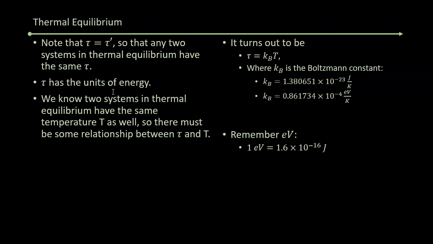That is the Boltzmann constant. And so we have our Boltzmann constant in joules per Kelvin, or our Boltzmann constant in electron volts per Kelvin. Remember, 1 electron volt is just 1.6 times 10 to the minus 16 joules. So that's how we get to this energy term in terms of the Boltzmann constant.